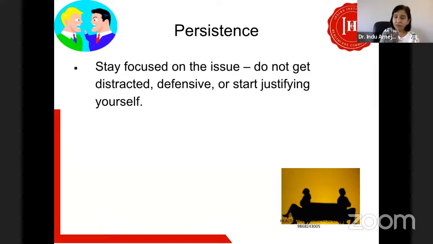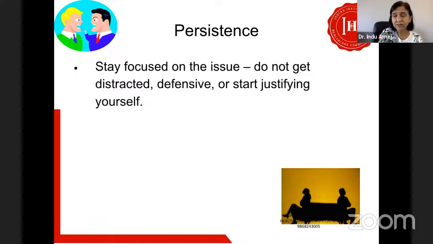But if you stay focused, you say, sir, I think you have seen our services. We have talked to you a number of times. We have updated you about the expenditure. We have always given you an estimate of what is expected in this kind of a setup. But this is the maximum I can offer you. So that means you are staying focused on the issue rather than being distracted or getting defensive or starting to justify your services.